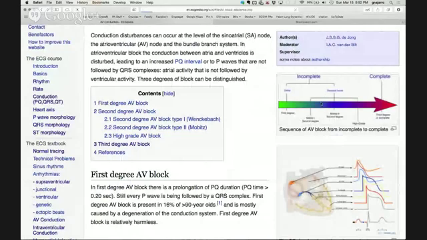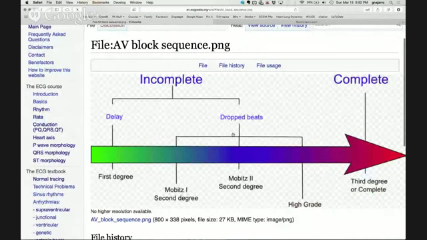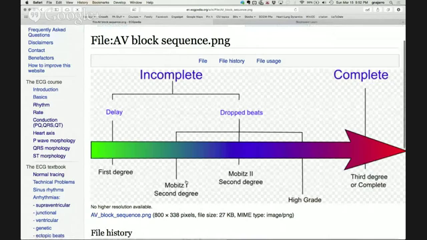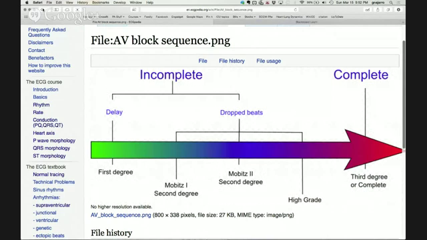This is great, I should have included this in my talk. You can kind of see the significance of AV block, with regards to first degree AV block, second degree AV blocks, and then high grade or third degree blocks, in the severity. This is where you start to get worried. All right, so let's move on.